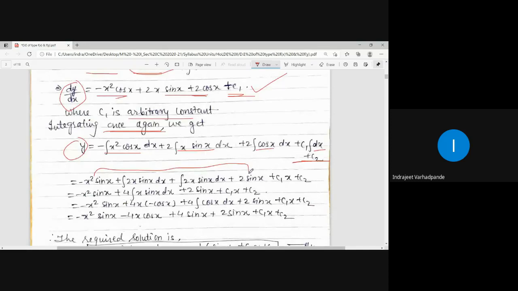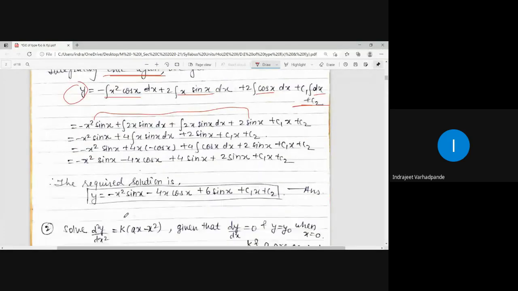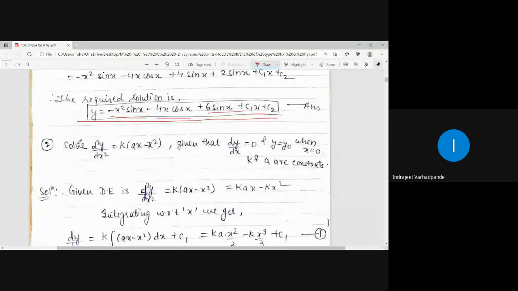So individual integration by parts are taken, add them together, simplify it. This will be the corresponding required solution. So what is the required solution for the given differential equation d2y by dx square equal to x square sin x? I got the answer in the form of y as minus x square sin x minus 4x cos x plus 6 sin x plus c1x plus c2. This is what the required solution is.